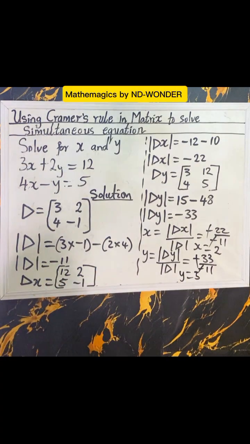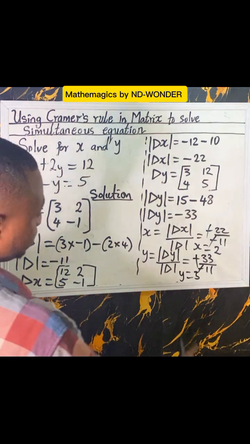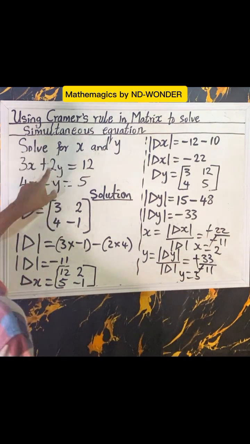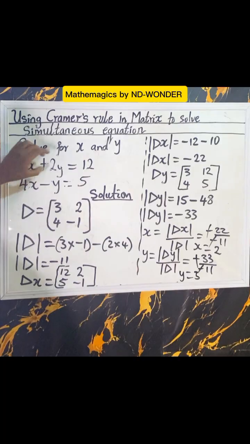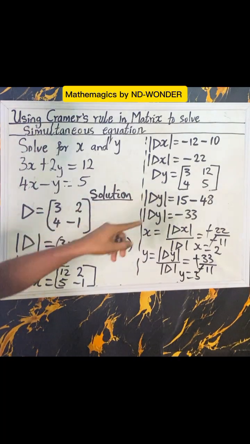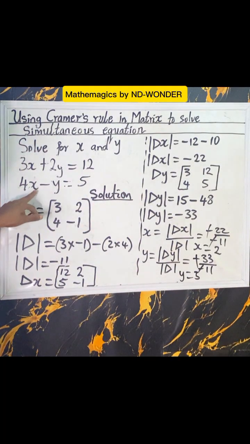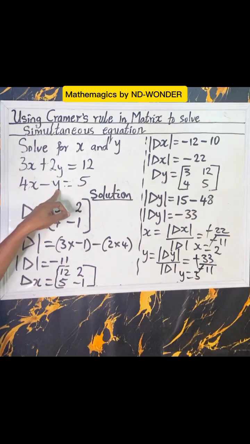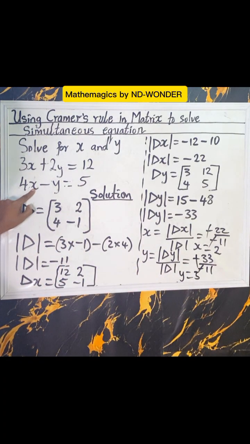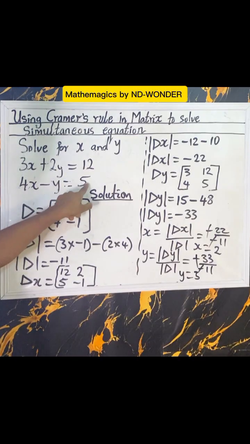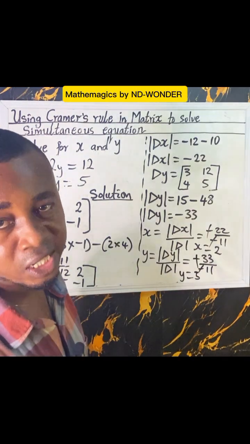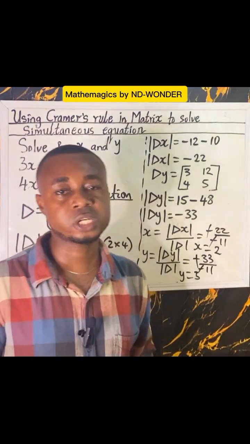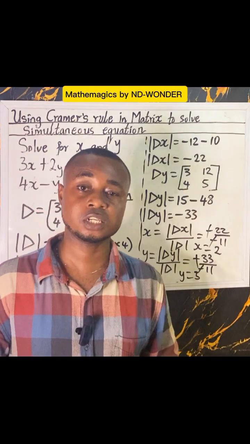You can also run your check. If x is 2, 3 times 2 is 6. If y is 3, 2 times 3 is 6. So 6 plus 6 is 12. Here, second equation. If x is 2 and y is 3, so 4 times 2 is 8. 8 minus 3 is 5. So ladies and gentlemen, this is how Cramer's rule is applied in matrix.